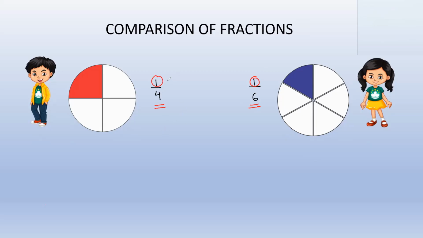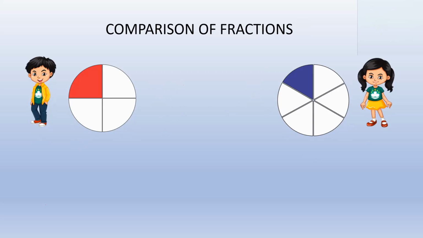So, whenever the numerators are the same, in that case, the fraction with the smaller denominator is bigger. So, 1/4 is greater than 1/6. Thus, this means that Arav colors more part of the circle than Arna.